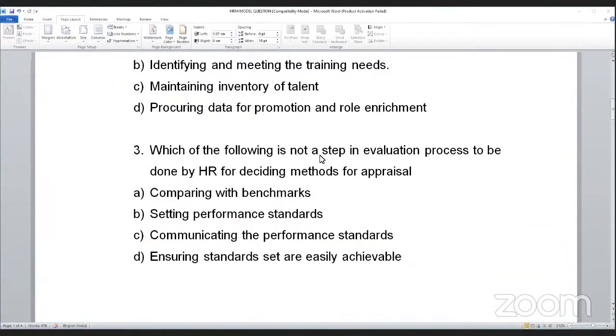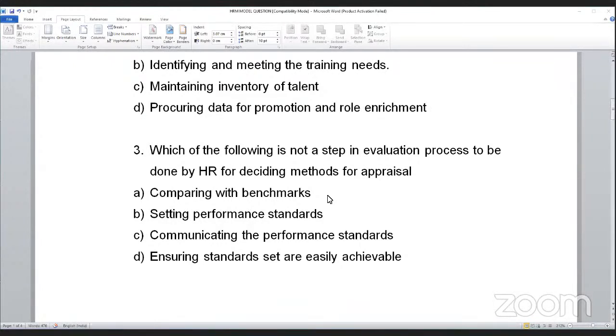Sir, I'll just repeat the question here. Which of the following is not a step in evaluation? In evaluation, we actually have the standard and then we compare the actual performance of the employee with the standard, and then we come to a conclusion whether his performance is favorable or not. Okay, so here comparing with benchmark, is it the evaluation process? Benchmark is the standard which will be set to compare the actual performance of the employee and to analyze what the performance is.